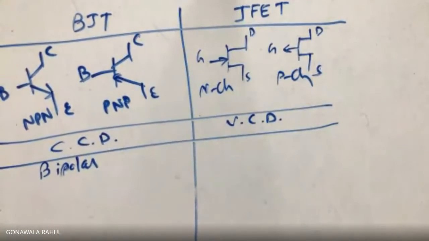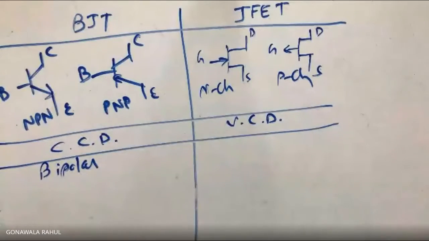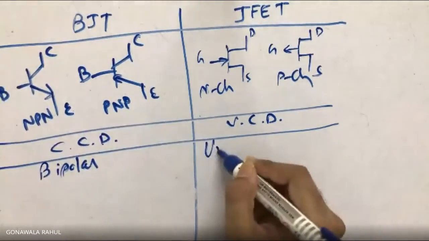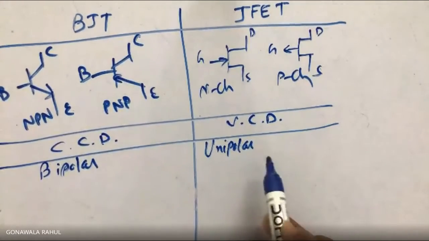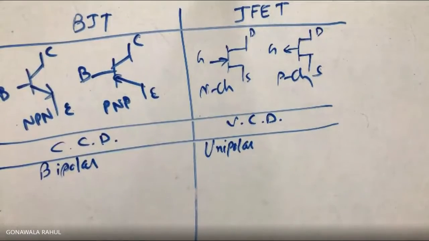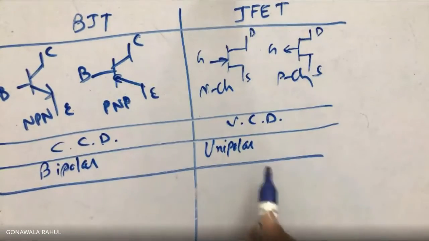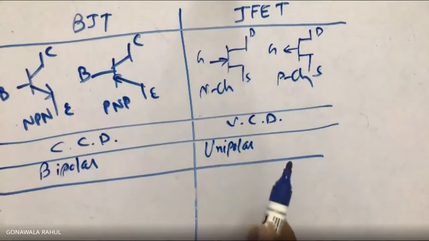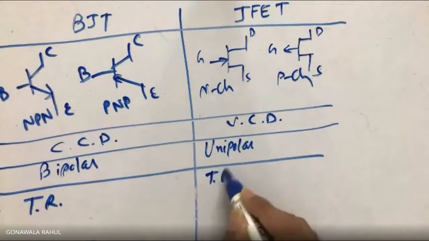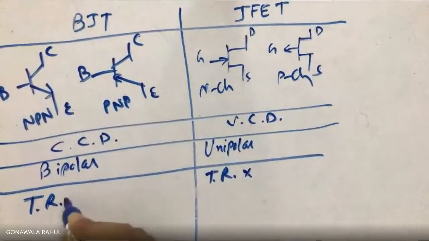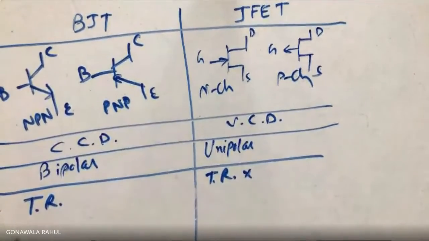Bipolar junction transistor means current is flowing due to majority and minority carriers. Both carriers contribute to the current flow, while JFET is unipolar, means only majority carriers contribute to the current flow, as we just observed. Then here we have the thermal runaway problem, while in JFET thermal runaway does not take place.